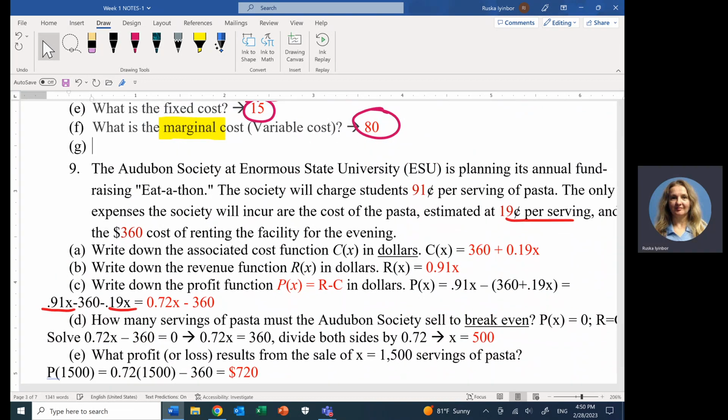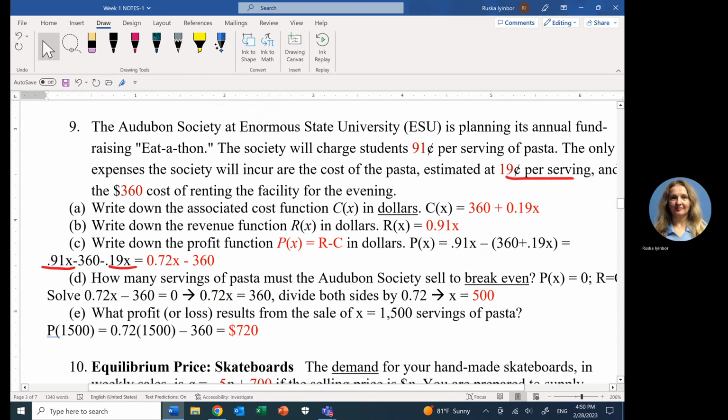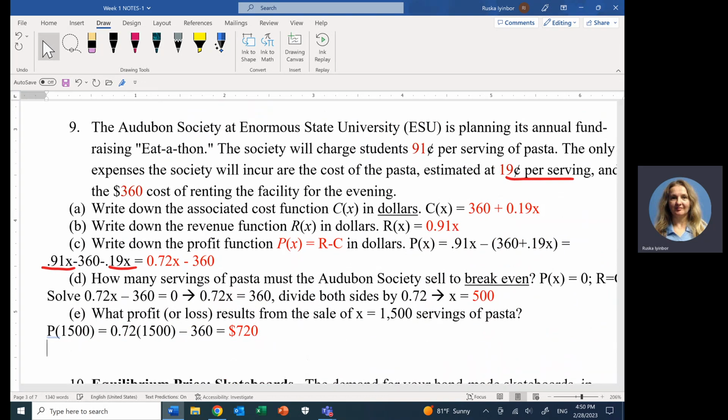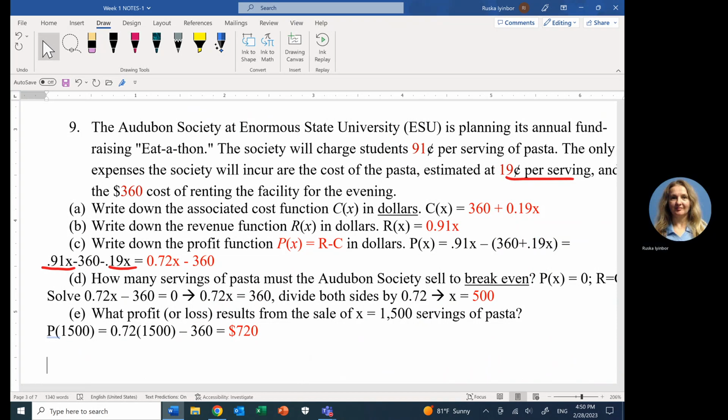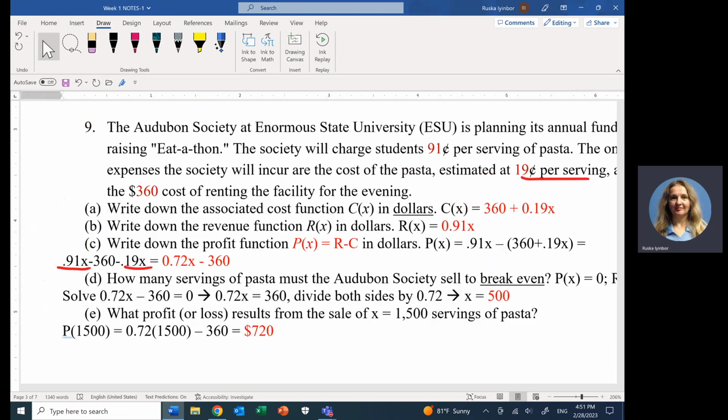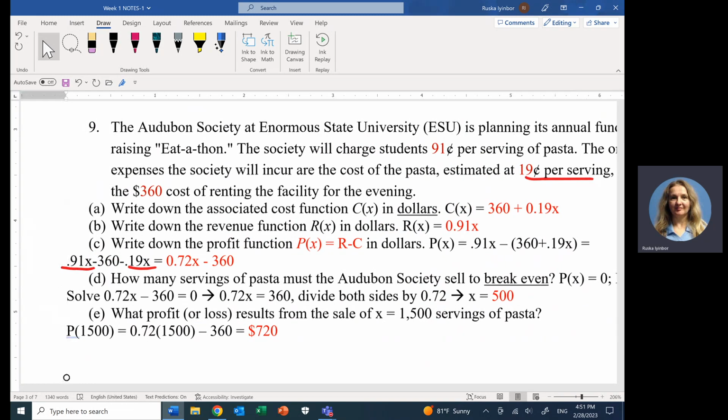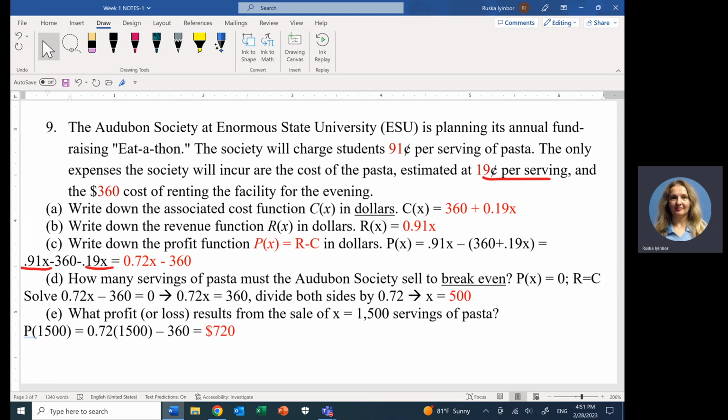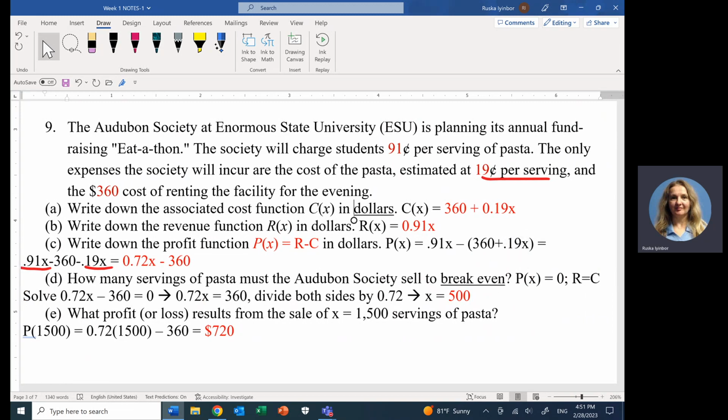Okay, so this is number 9. Whatever society here, at some university, is planning an annual fundraising. And the society will charge students 91 cents per serving of pasta. The only expenses the society will incur is the cost of the pasta, which is 19 cents per serving, and $360 is going to cost the rent of the facility for the event.